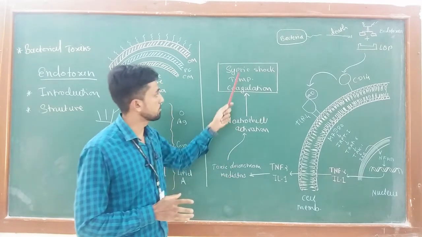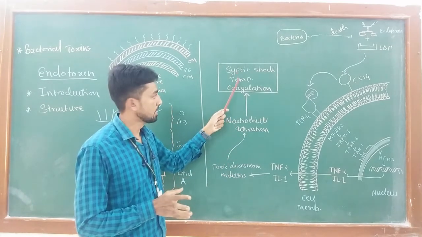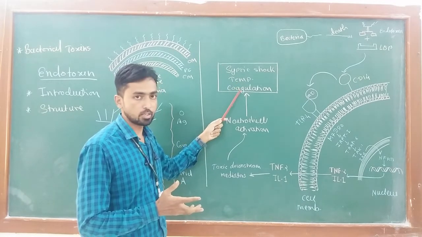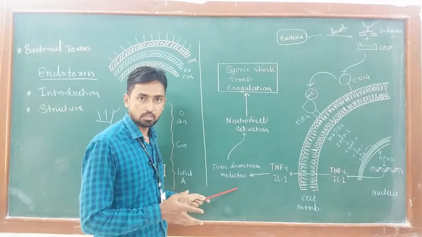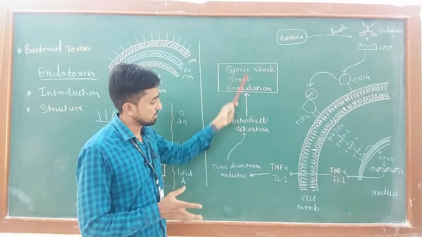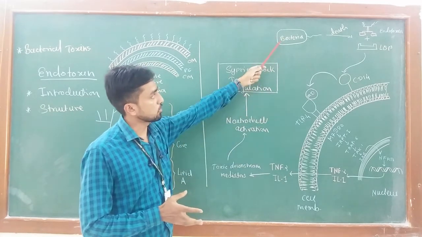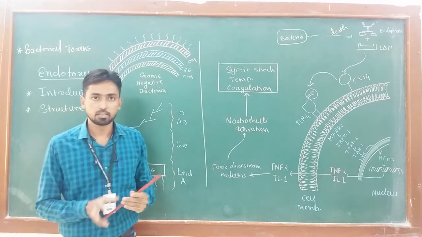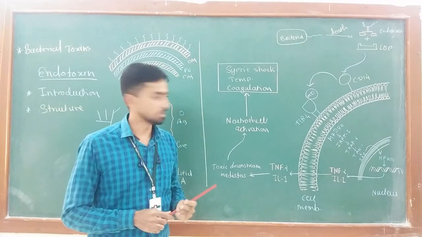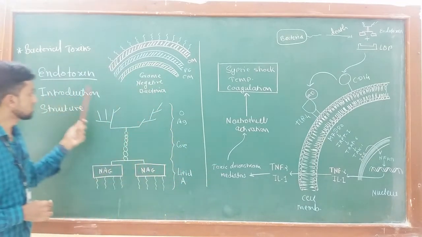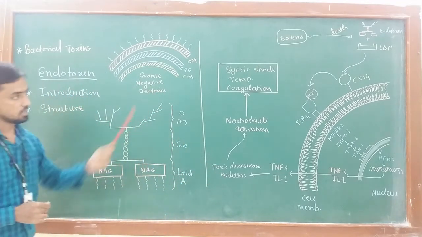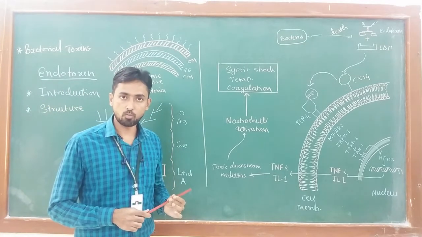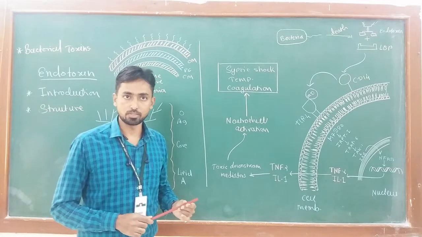The symptoms include septic shock, which is a fatal condition, a rise in body temperature or fever, and coagulation due to the platelet activating factor. So this is the basic pathway by which endotoxin can lead to different types of severe conditions inside the host. So in today's lecture, we discussed the structure and mode of action of the gram-negative bacterial cell wall component, that is endotoxin. Thank you.